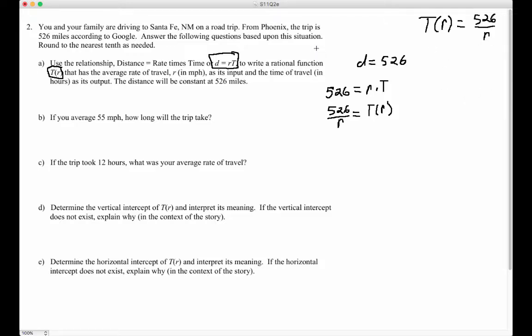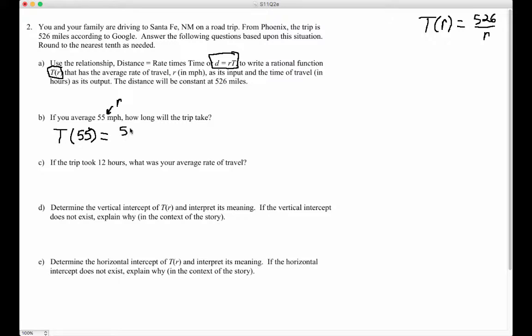So now what do they want from us? Well, let's see. I think they want us to find out how long it is going to take us to get to Santa Fe if we obeyed the speed limit the whole way. In other words, if we went just 55 miles an hour on average. So notice that this right here, that is an r, that's an input. So what they're asking us to do is take T and evaluate it at 55. So that's going to be equal to 526 divided by 55.